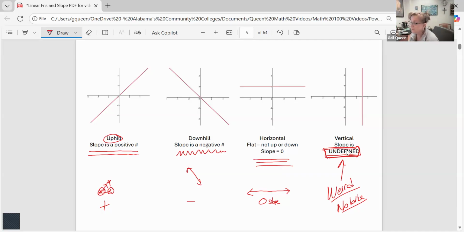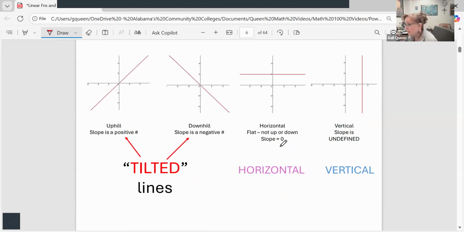Okay, so this is important that you think about the tilt of the line: uphill is a positive slope, downhill is a negative slope, flat horizontal is zero slope, or a wall straight up and down, that's the one with an undefined slope. All right, moving on. So we're going to categorize these. Now, these are Queen terms. This is Queen terminology here. You're not going to see this in my math lab.